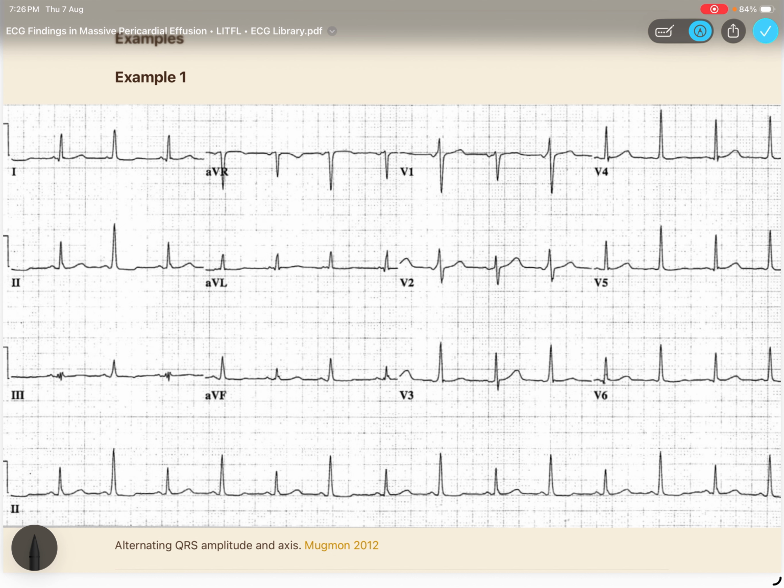And one more ECG where you can see the same pattern of alternating QRS complexes with each beat. I hope you understood the topic and can look for these things when you see such ECGs again.